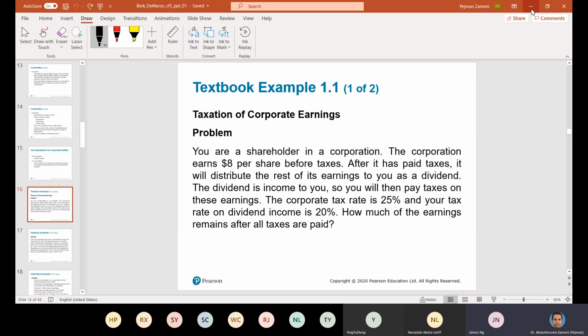0.25. Where's my card? Excellent question. Dividend on income tax. Okay, Ren Yanju. Let's wait and see other people's answer. We'll go through that. What you're supposed to calculate is how much of the earnings remains after all taxes paid. Okay. Two of you got answer, yeah? 4.8.